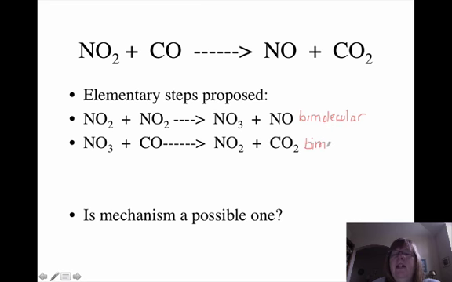Now, a termolecular would be 3 things all colliding and they all have enough energy and they all have the right orientation. And that's why it's rare, because it's rare for 3 things to collide all at once with enough energy with the right orientation.